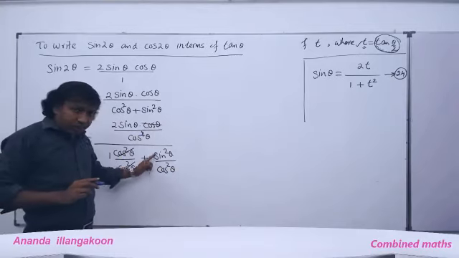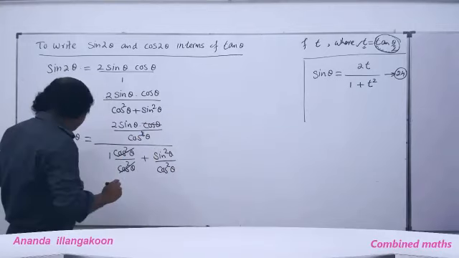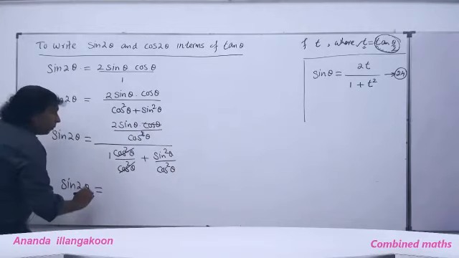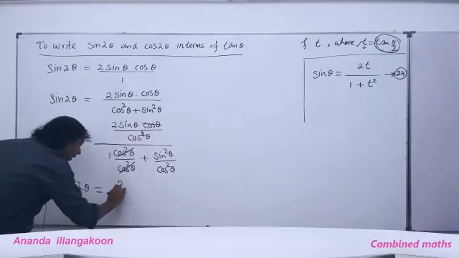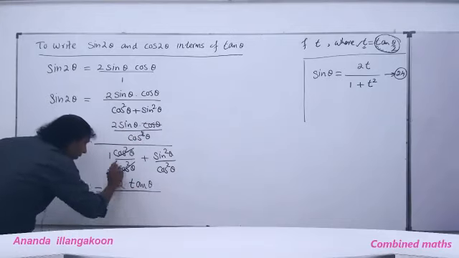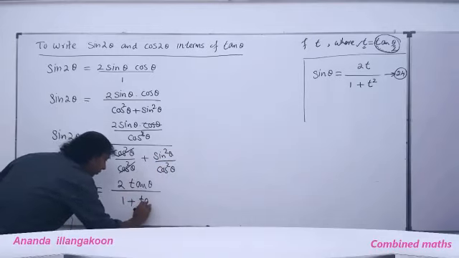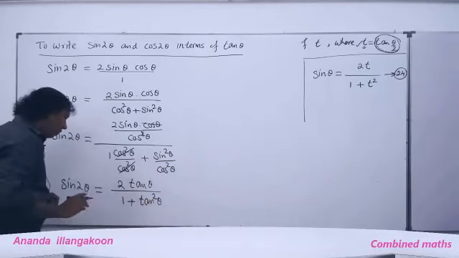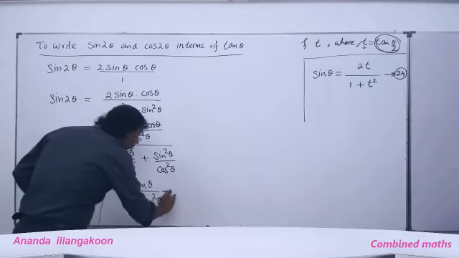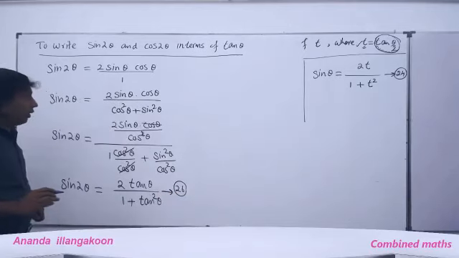Tell me, what is this sin squared divided by cos squared? It is tan squared. Understood? So then what do you get? Sin 2 theta is equal to, sin by cos is tan, 2 tan theta divided by 1 plus sin squared by cos squared, which is tan squared theta. So this is number 26, no? Number 26. Right.